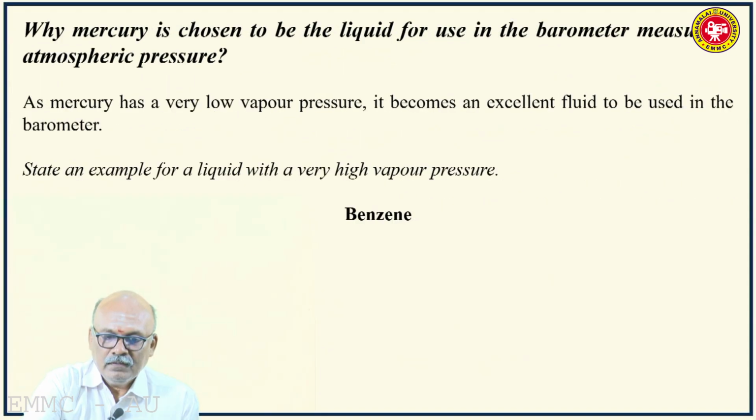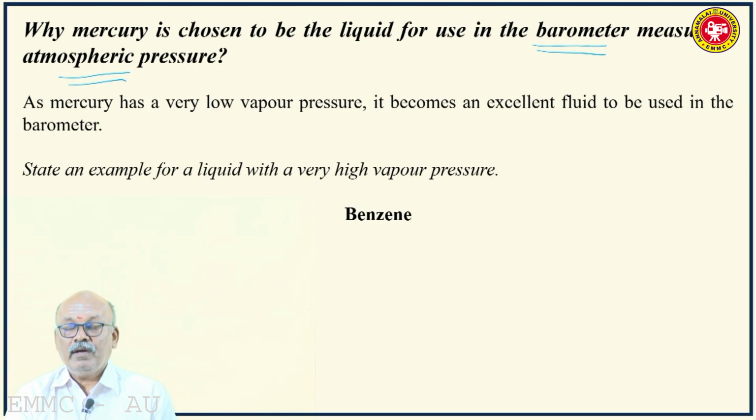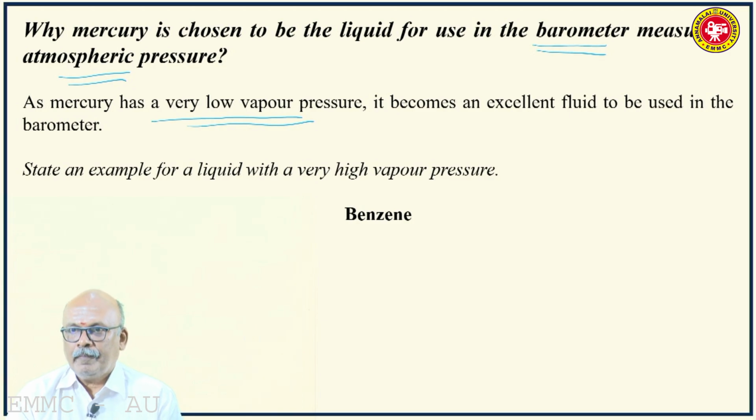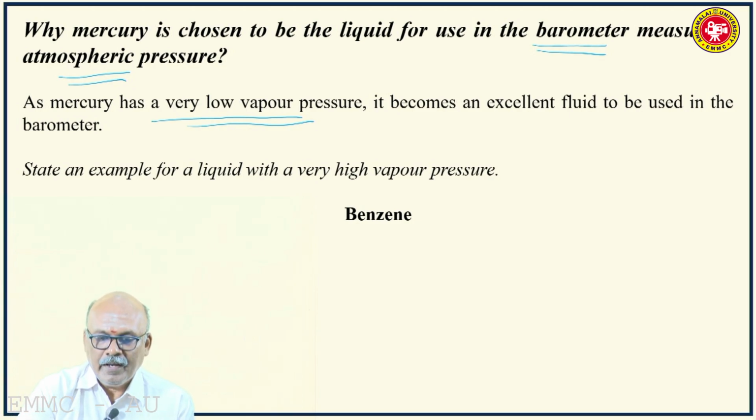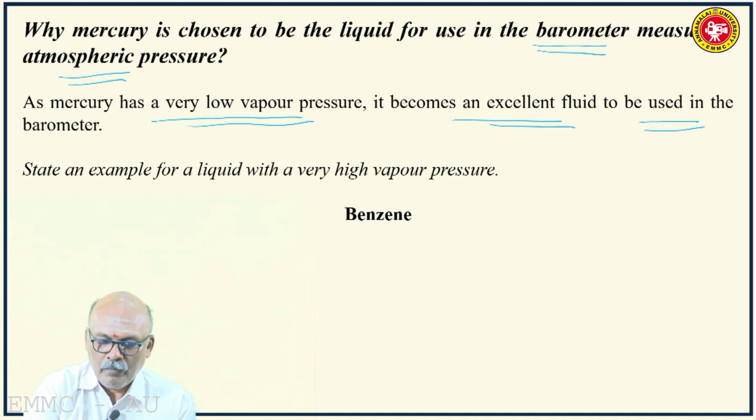Now another question: why is mercury chosen as the liquid for use in the barometer measuring atmospheric pressure? A barometer is a device used for measuring atmospheric pressure. So why do we use mercury as a manometric liquid or the barometric liquid? The reason is that mercury has a very low vapor pressure, because the tendency to evaporate or vaporize is very less in the case of mercury. Therefore it becomes an excellent fluid for accurate measurement of the atmospheric pressure. That is why it is used in the barometer.